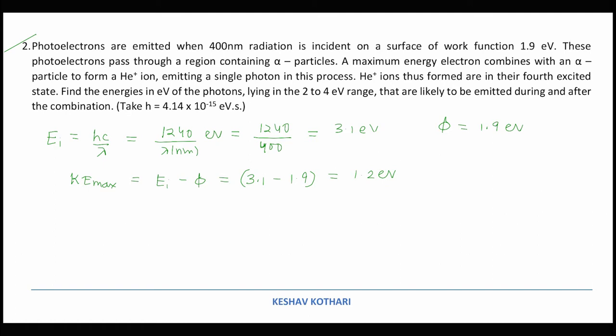Now the question is saying that these photoelectrons pass through a region containing alpha particles. A maximum energy electron combines with an alpha particle to form a He plus ion. So over here I can say that the maximum energy photoelectron combines together with a He2 plus ion and converts it into a He plus ion. Now this one is in the fourth excited state, which the question is saying.